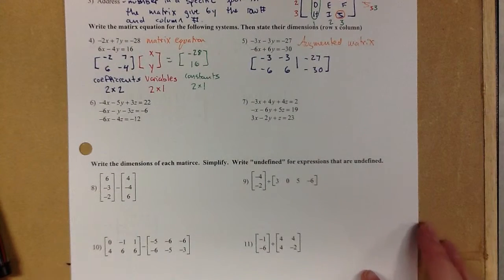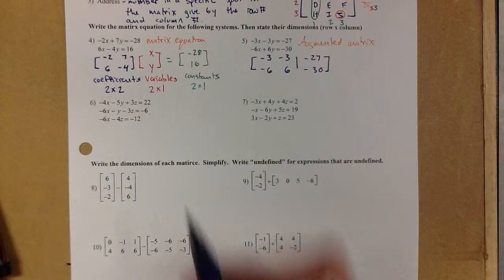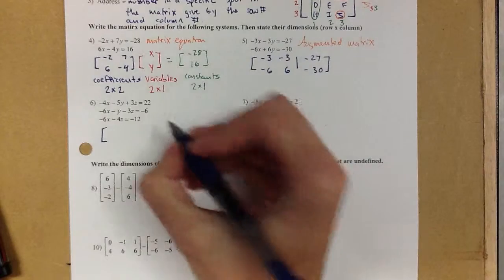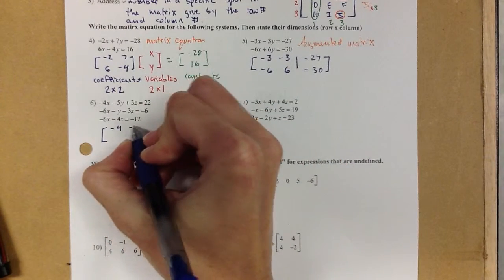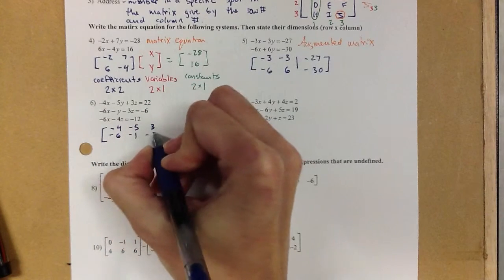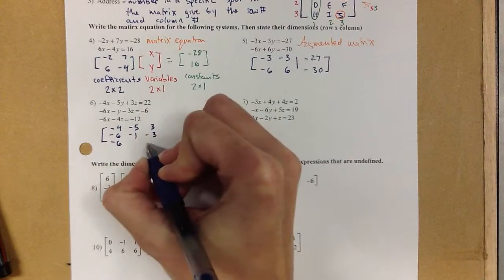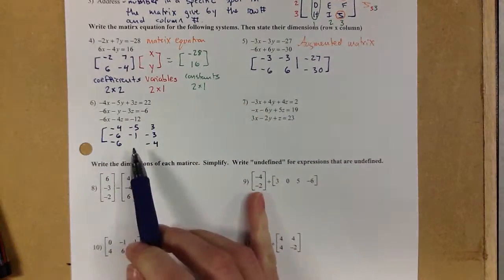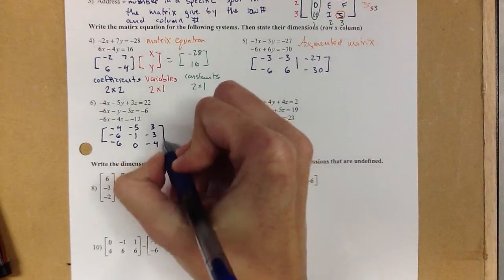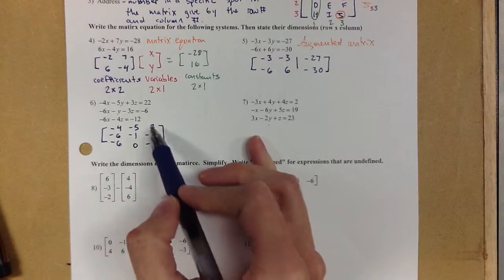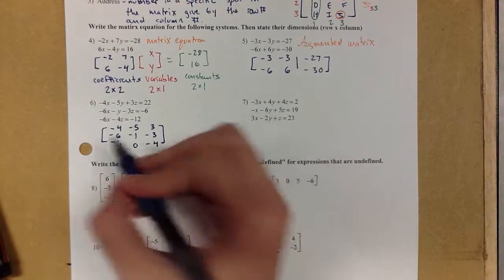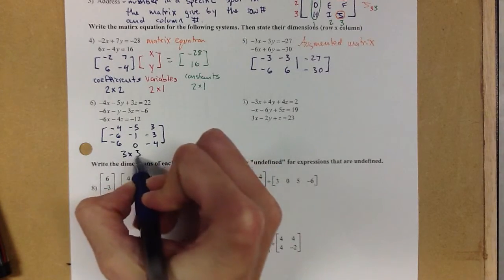So if I go down here to number 6 and we write the matrix equation again. So coefficients come first. -4, -5, 3. -6, -1, -3. -6, -4. What do you think has to go here where the y would be? 0. We got to put something there. 0. What are the dimensions of this matrix here? 3 by 3. We got 3 rows. We got 3 columns. So 3 by 3.